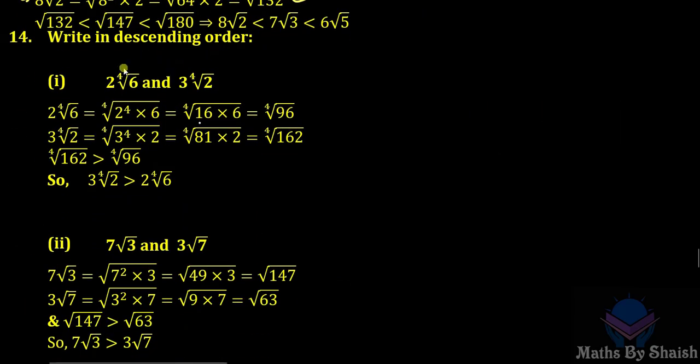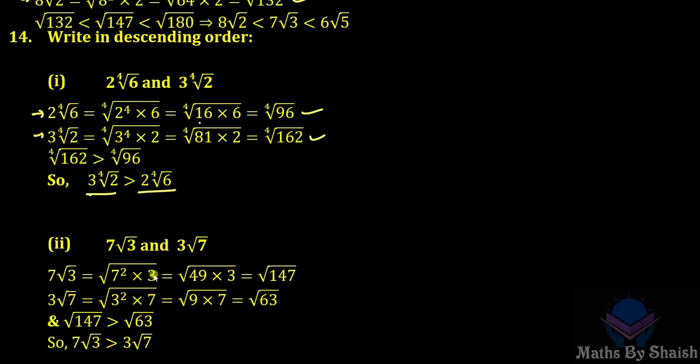Write in descending order. Now again the same. In descending order means first the bigger one and then the smaller one. So we will do it in the same way. The process is same. There is a fourth root, so inside this would be 2 to the power 4, and then we can see 96 is less than 162, or we can say 162 is more than 96. So fourth root of 162 would also be more than fourth root of 96, and hence we get this number.